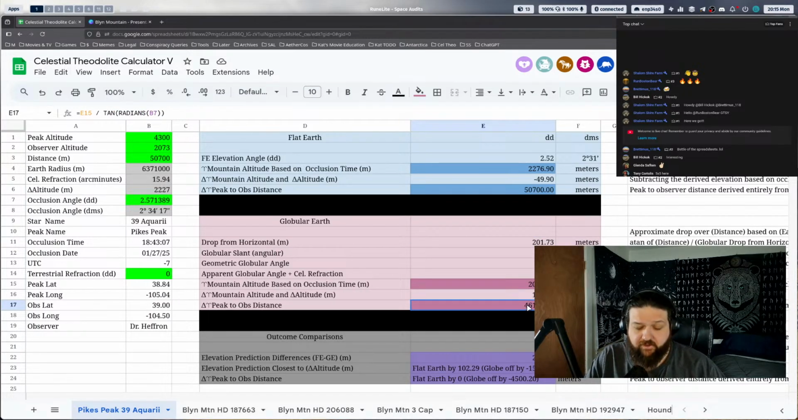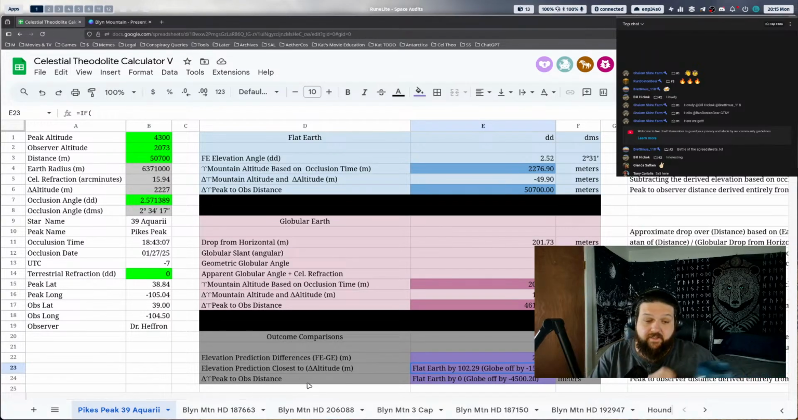We can backwards derive the distance off of that too, off of their occlusion angle and their elevation. And we get the incorrect distance as well. So the distance is off. And then down here, we have the displayed results. So we have the difference in prediction in meters. And then we have the totals of how much they're off in altitudes and how much they're off in distances. And then we continue on.